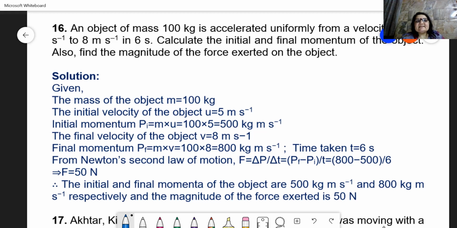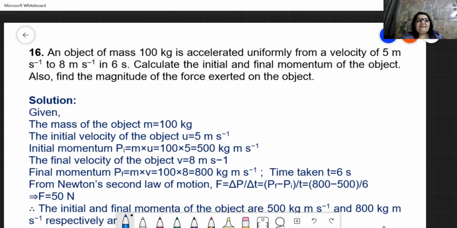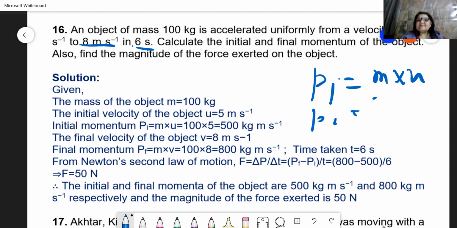So question number 16: an object of mass 100 kg is accelerated uniformly from a velocity of 5. It's a very simple question. The u is given here, the v is given here, and the time is given here. He's only asking what the initial momentum is. So you can just write P1 is equal to m into u. What is P2? It is equal to m into v. You only have to put the values in.